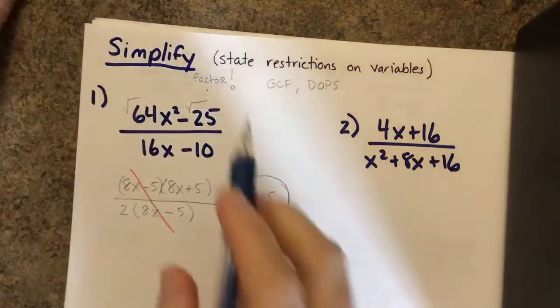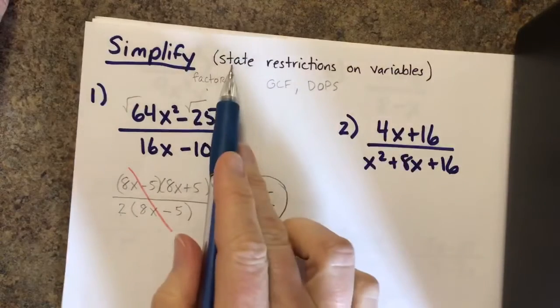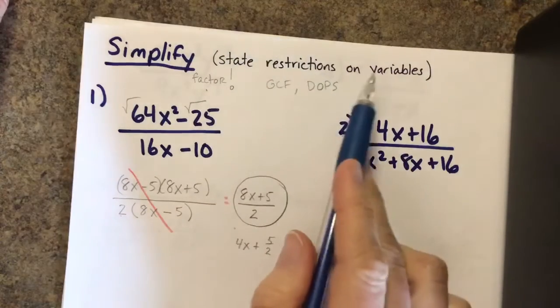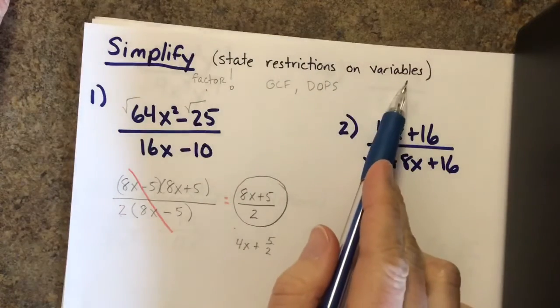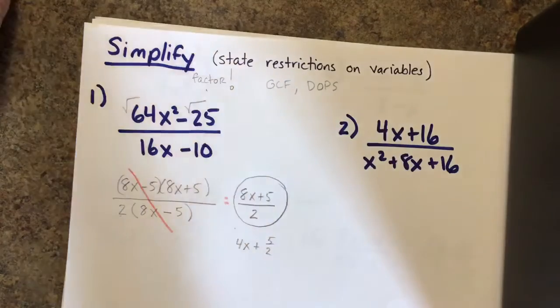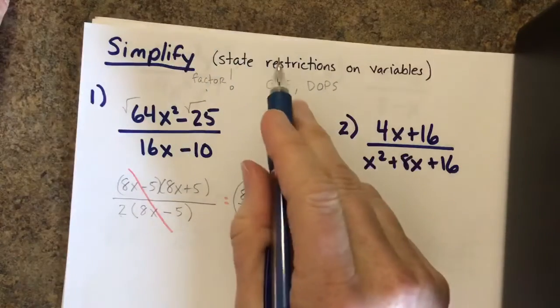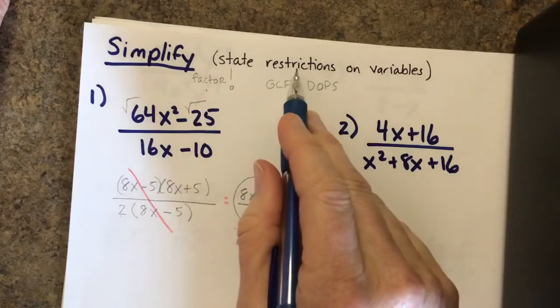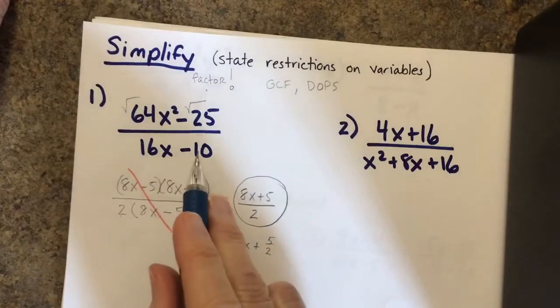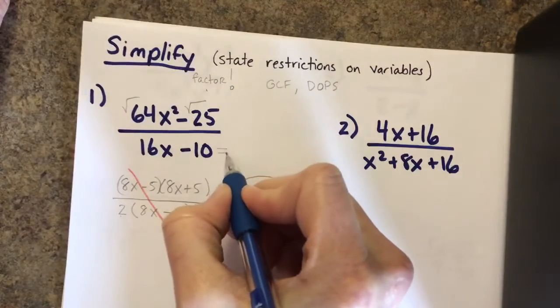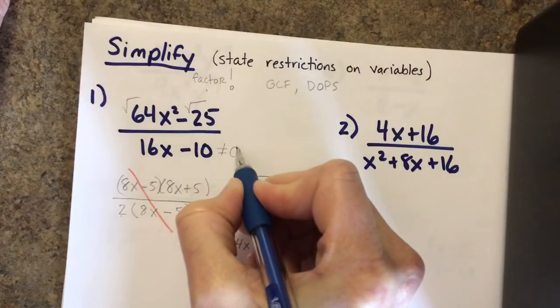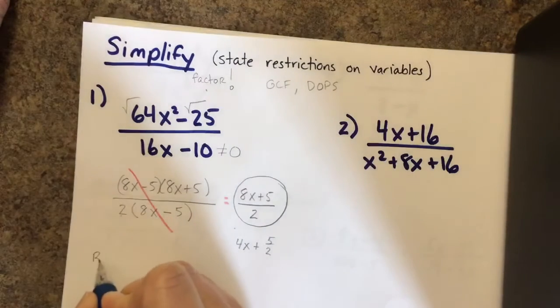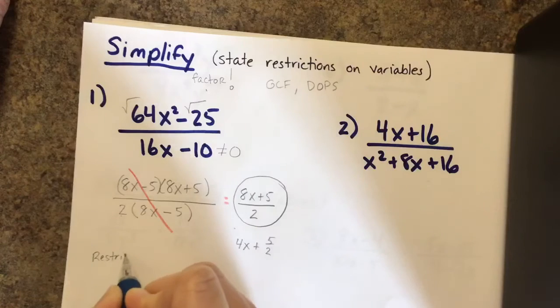Now, in parentheses, a lot of times it'll say, oh, state restrictions on the variable or variables, x or y, or if there's a z, that kind of thing. And restrictions come from the denominator. The denominator is not allowed to equal 0. You're never allowed to divide by 0. Okay? So restrictions, here's what we do.